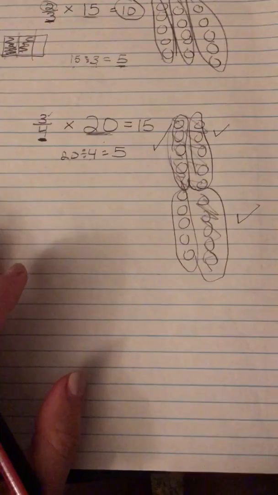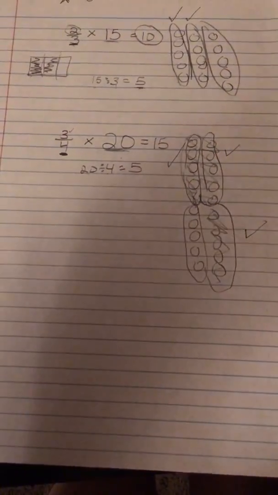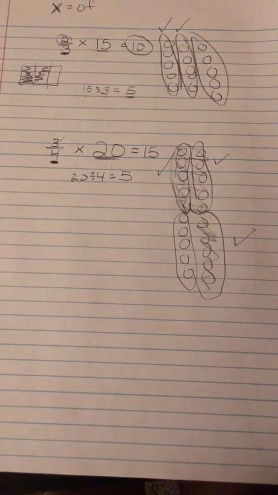Now, don't get this confused with multiplying fractions and whole numbers when the whole numbers are smaller. That's a different strategy, and we'll learn that tomorrow.